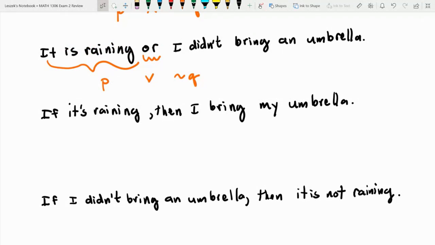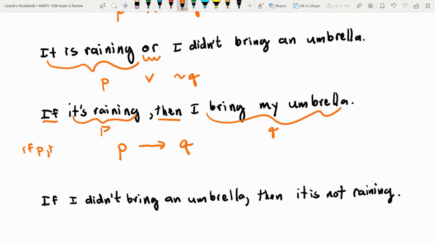All right, so then we recognize probably the most common way to write out an implication. If the antecedent, then the consequent. So if it is raining, then I bring my umbrella. So P implies Q. The if-then, if P then Q, is written as P implies Q.